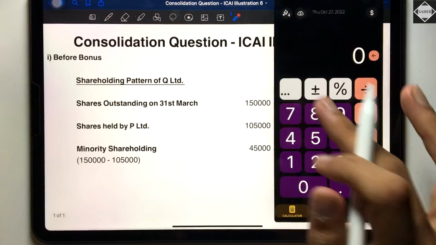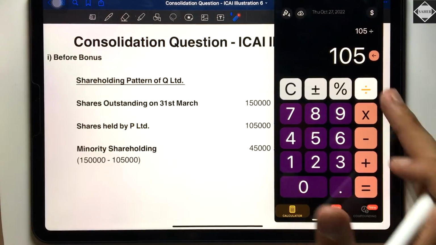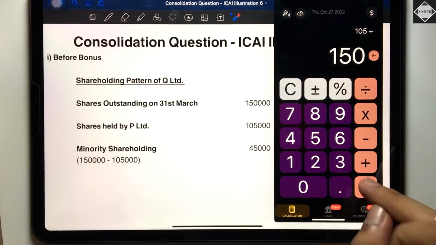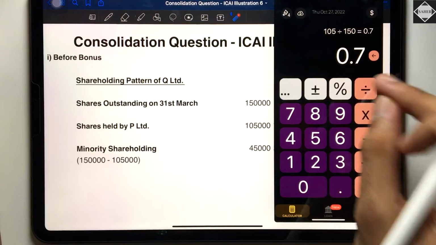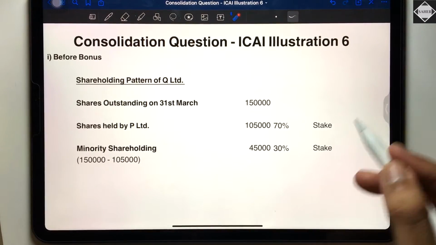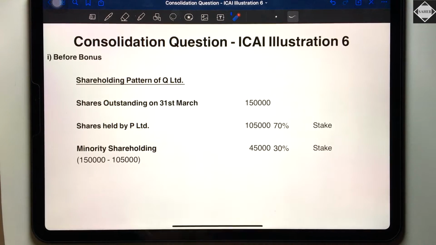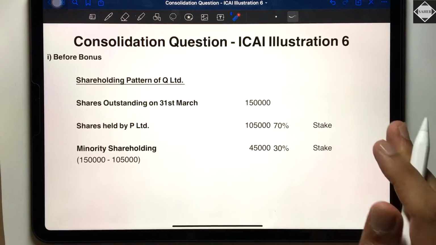So if you just take a ratio, 1,05,000 divided by 1,50,000, that's equal to 0.7. That's the controlling stake of the holding company. 0.7 means 70%, and then minority interest is 30%. But you have to present it, right? You have to do the calculation over here. So it's really simple. You can easily calculate the minority shareholding, minority interest.